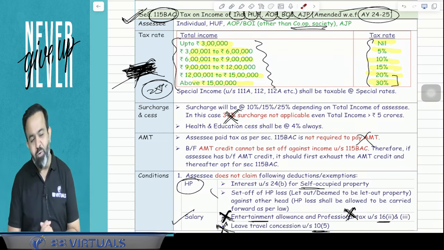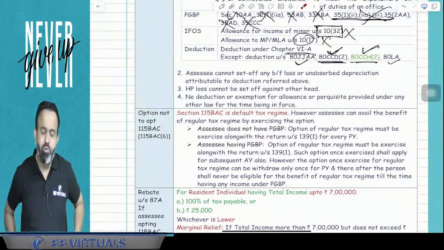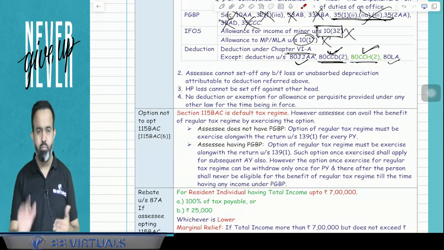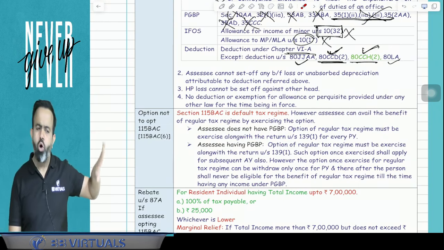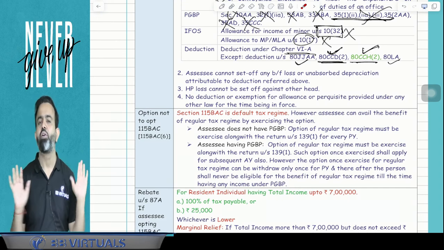Yes. Now, there is one interesting point. Suppose you are not having the PGBP income. If you are not having the PGBP income, then every year you have an option. Means either follow this default taxation regime or opt out of the default taxation regime and follow the normal provision. Every year you have an option.